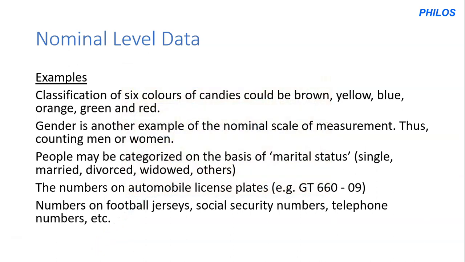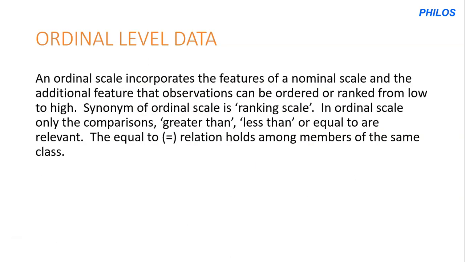So now let's look at the ordinal level of measurement. An ordinal scale incorporates the features of a nominal scale, and the additional feature that observations can be ranked from low to high. So a synonym of ordinal scale is ranking scale. In an ordinal scale, only the comparisons greater than, less than, or equal to are relevant. The equal to relation holds among members of the same class.